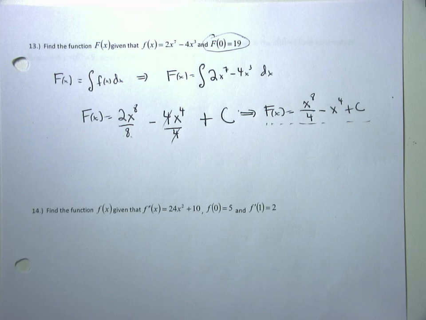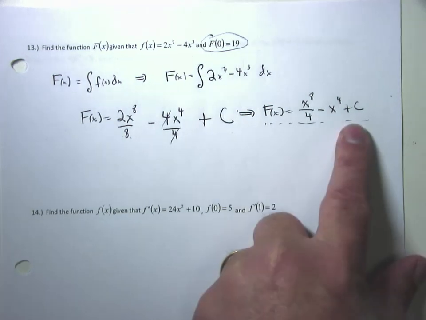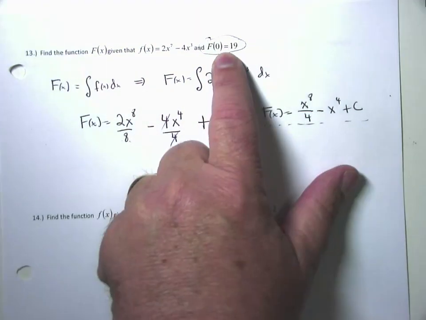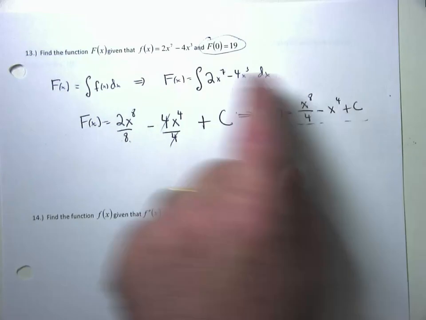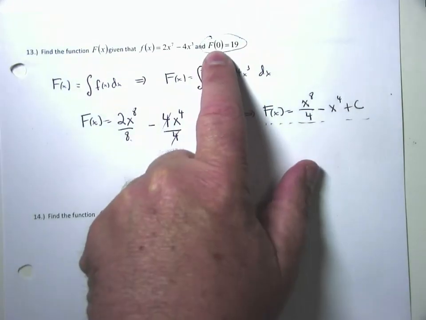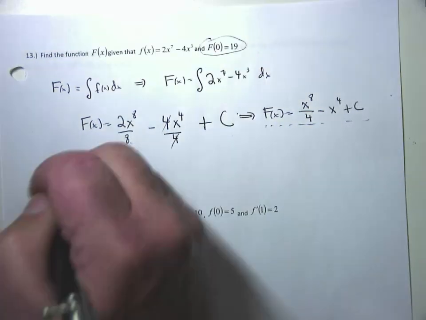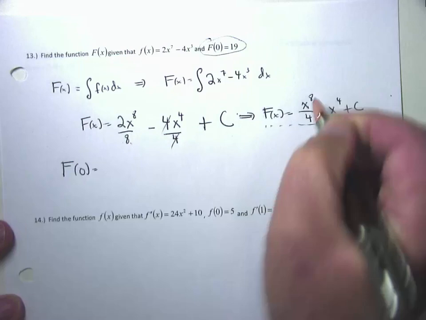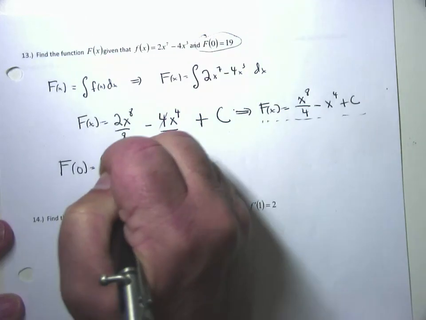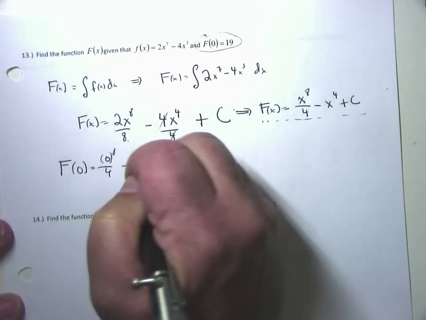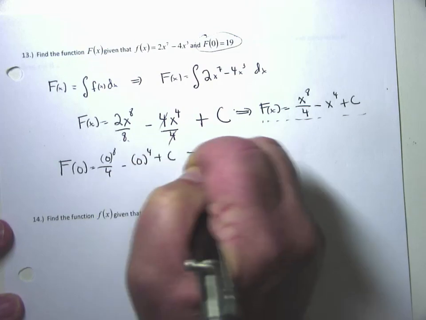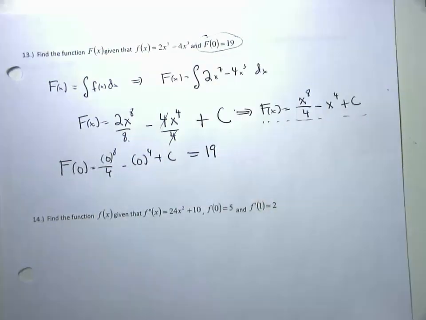So you can get the general antiderivative, and then with the initial condition, you can actually figure out what that plus c is. This means big F of 0 is equal to 19. So, big F of 0, I'm going to plug in 0 for all the x's: 0 to the 8th divided by 4 minus 0 to the 4th plus c, but that's supposed to be equal to 19. The job of the initial condition is to solve for plus c.